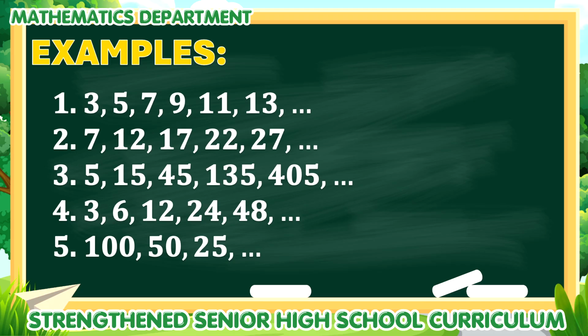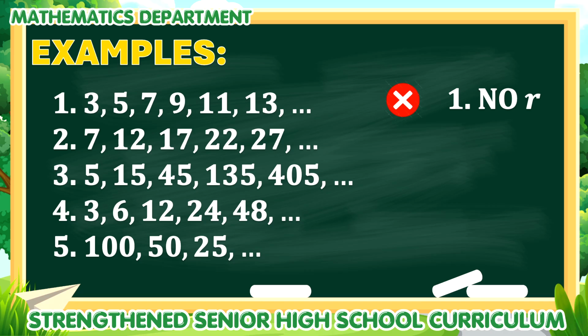Now, let's take a look at some examples of number patterns and determine if each one is an example of a geometric sequence or not. For number 1, we have the numbers 3, 5, 7, 9, 11, and 13. By inspection, 5 is obtained by adding 2 to 3, and 7 is obtained by adding 2 to 5. So number 1 is not an example of a geometric sequence because what we have here is a common difference. We don't have a common ratio.